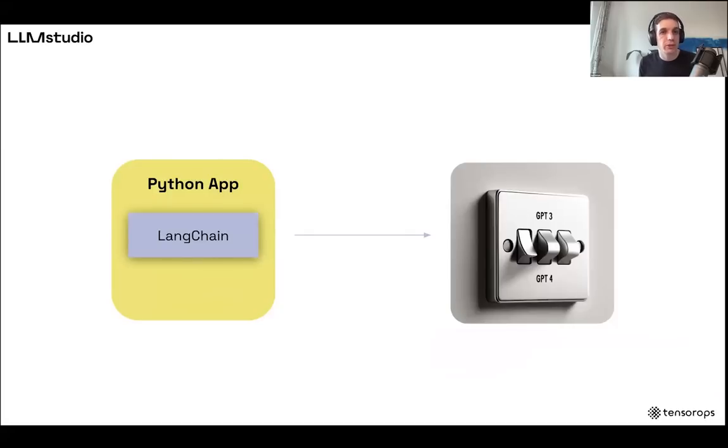Maybe it contains some kind of LangChain code. And then that LangChain code is going to make calls to an external LLM, to GPT 3.5 or GPT-4. And you can switch between GPT 3.5 and GPT-4 quite easily.